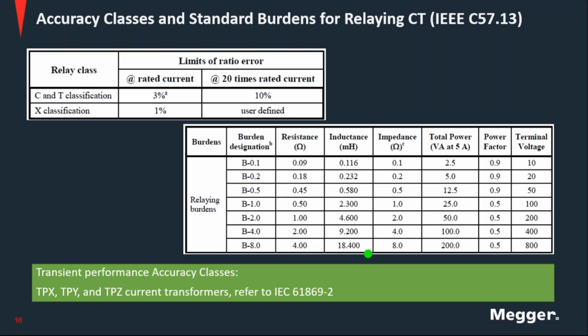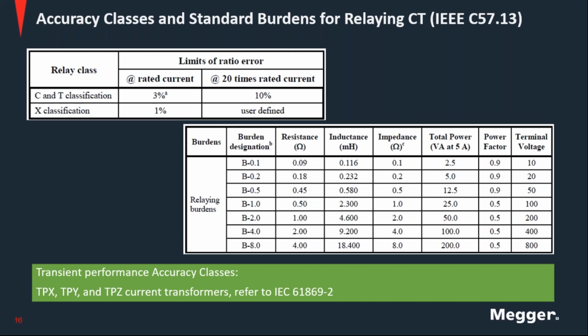So a C800 can handle a burden up to 8 ohms of impedance, and so on. Then these are the limits for the ratio error. So we were talking before in metering classes at accuracies of 0.3, 0.15, because we need to accurately measure how much power is being delivered, and this translates into dollars.